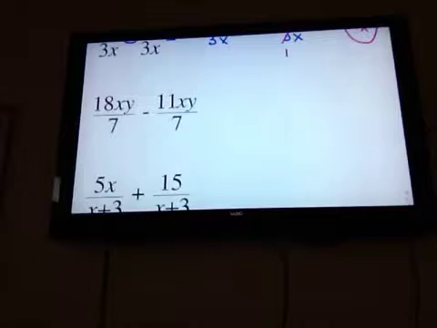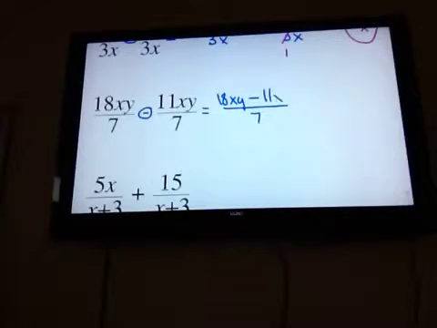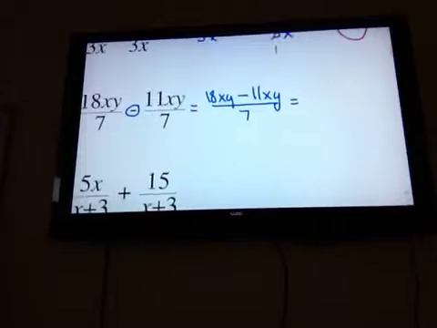Second question. Step 1, write it as a single fraction. So 7 is my LCD. 18xy minus 11xy comes over. And then we have 3 separate, distinctly different steps. Not all of them necessarily happen. We add and subtract. Can I add and subtract 18xy minus 11xy? Yes. 18 minus 11 is 7.